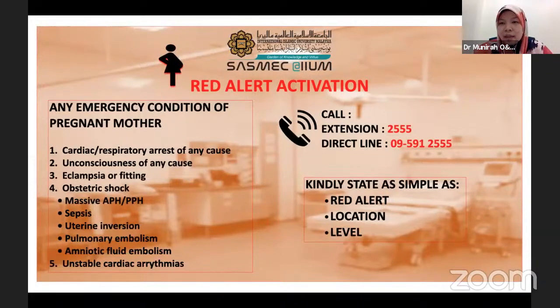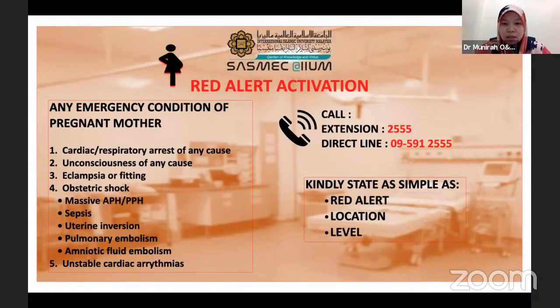If you think that your area doesn't actually have speakers, for example, you haven't heard the announcement for Solat or any car park or parking announcement, do make sure that you can actually hear this, especially the responders. And if it happens to be in the corridor and you can't get to an extension, there's a direct line. It's 09591 2555.